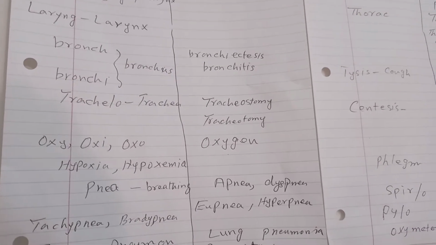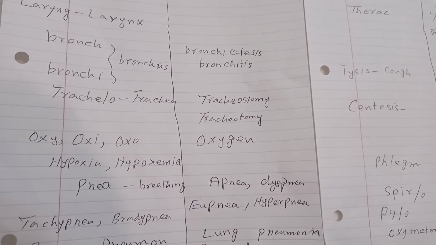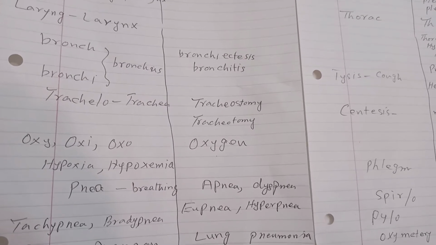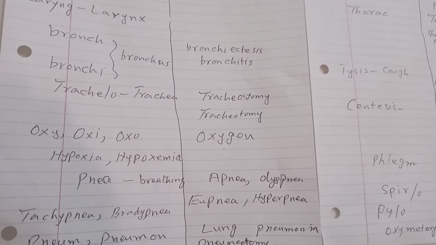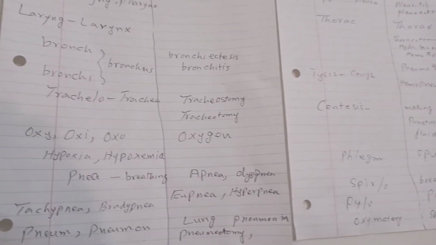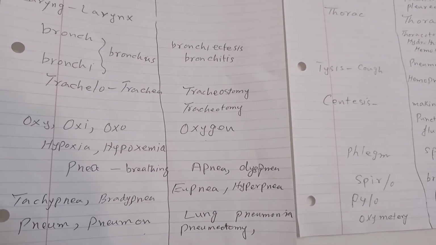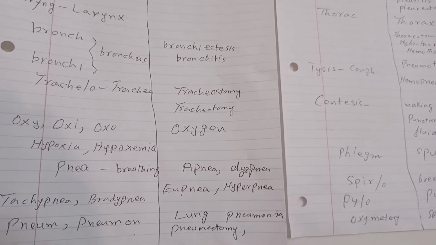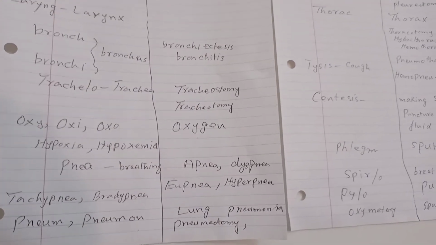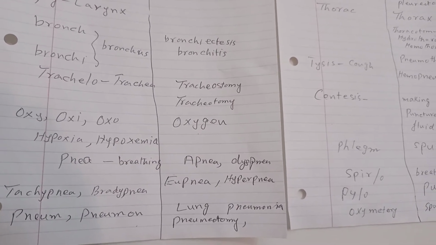Next word is bronch and bronchi. These are two word roots that mean bronchus. Bronchus is a respiratory passage which goes to each lung, right bronchus and left bronchus. We have one trachea, which has two branches, right bronchus and left bronchus. If infection occurs here, it is known as bronchitis, and smoker's bronchitis is a very common name for what happens in smokers.